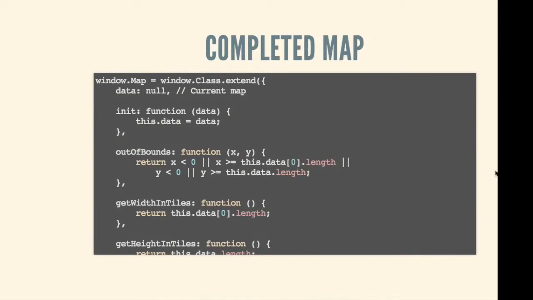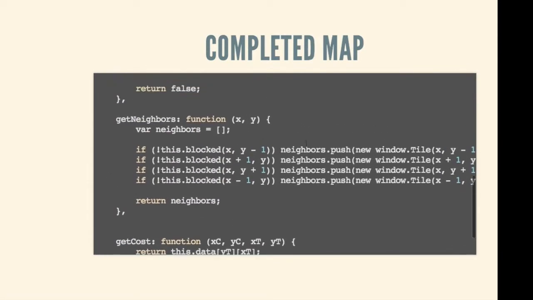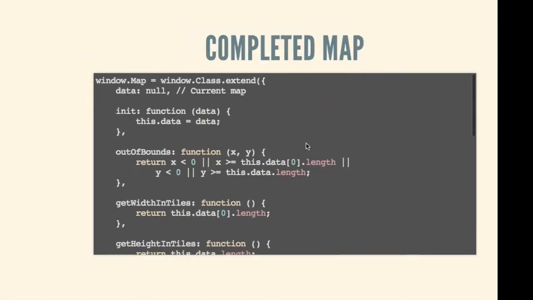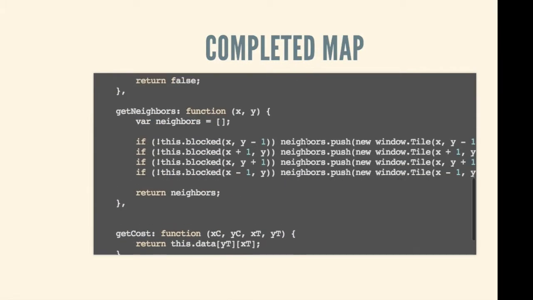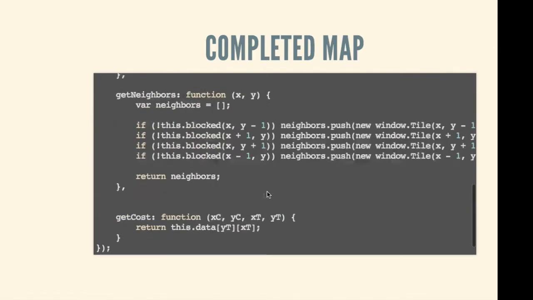The completed map data is pretty much what we talked about, other than a few helper methods, such as getCost, which just gets the map cost for interacting with a tile. It's very, very simple, a very small amount of code.